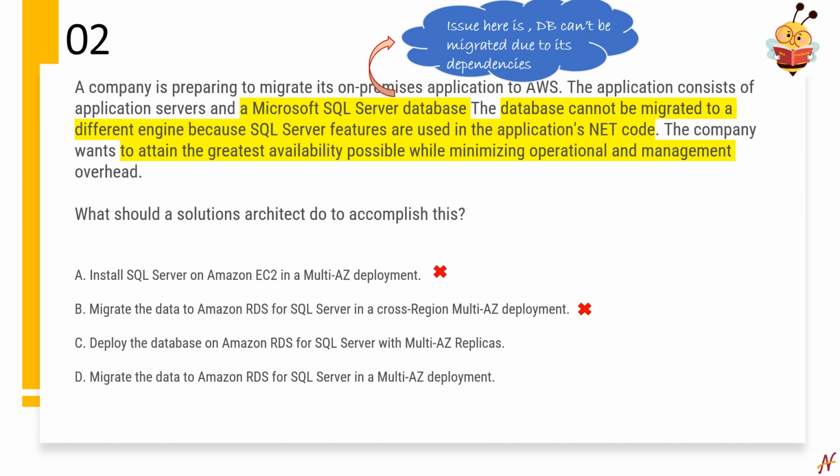Now, option C is talking about a deployment, and we want to do the migration. That is why option C is also not correct. So we are only left with option D, which is migrate the data to Amazon RDS for SQL Server in a multi-AZ deployment. Correct, so this is the right option.